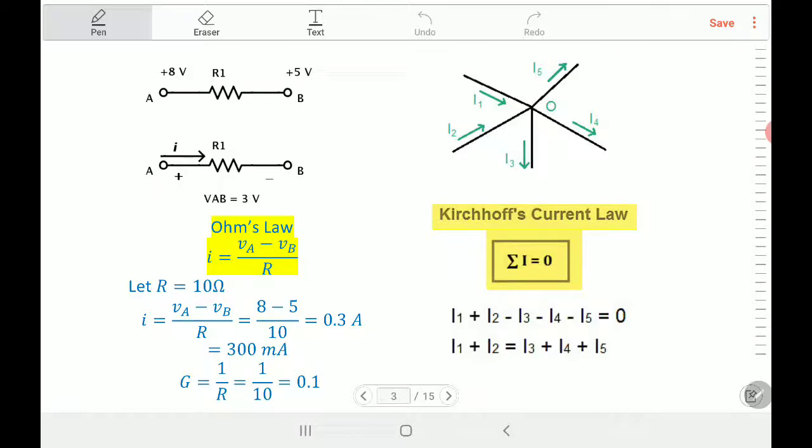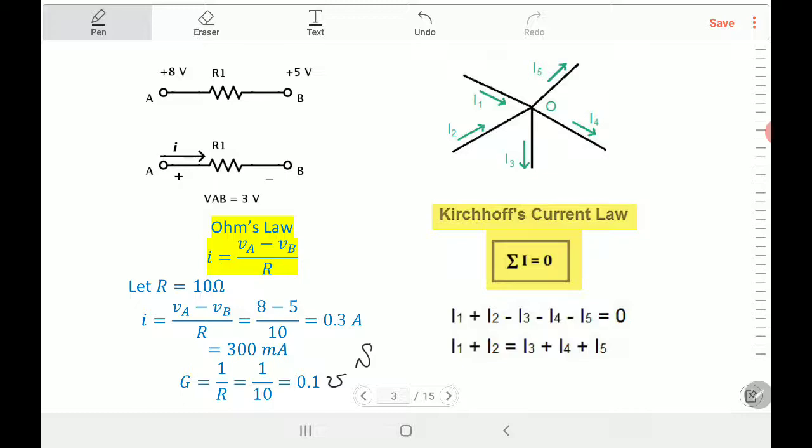I'd like to introduce you to another parameter called G. G is the opposite of 1/R. If R is the resistance, then G will be the opposite of it, the conductance. So you divide 1 over R, 1 over 10 will be 0.1. And sometimes they use the unit mho, or they call it Siemens.